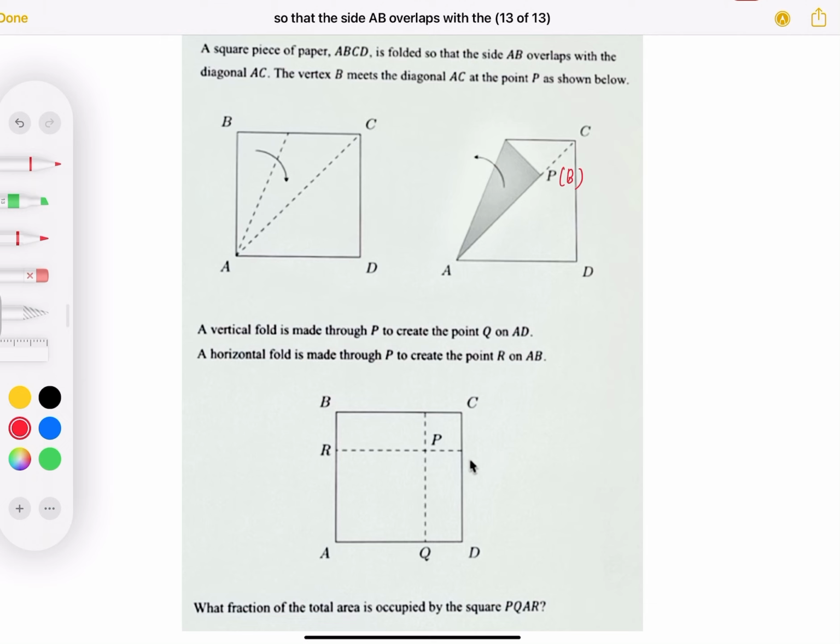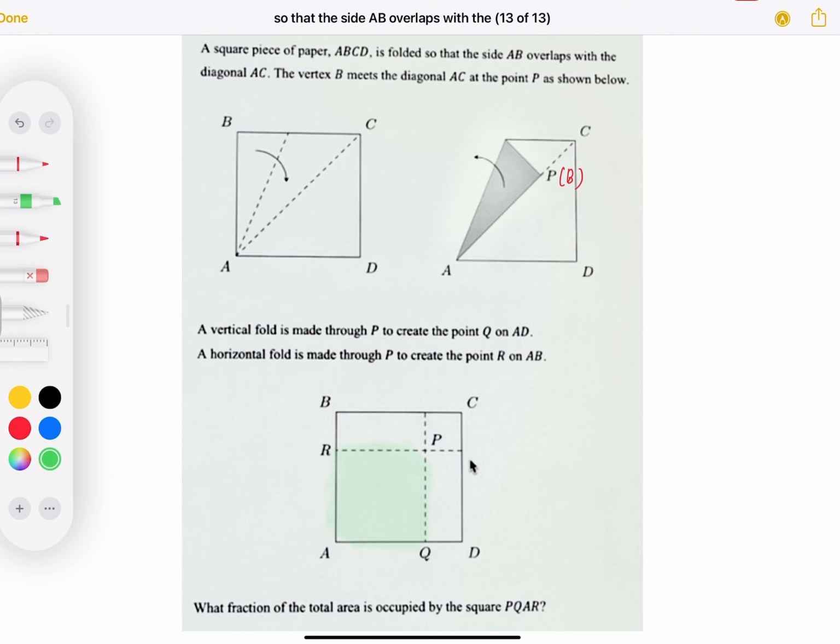Okay, and then we need to find the total area of square RPQA, which is the green one here. And compared to the original square ABCD, what fraction is the green to the original square? So that's the question. So how do we do it?